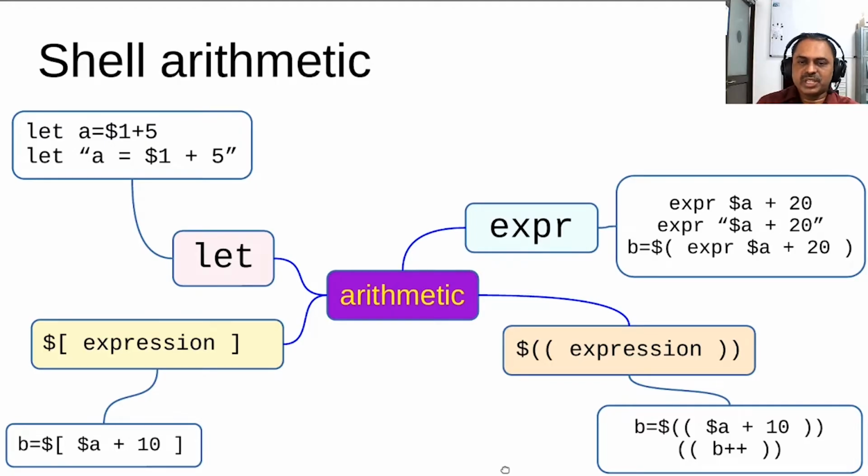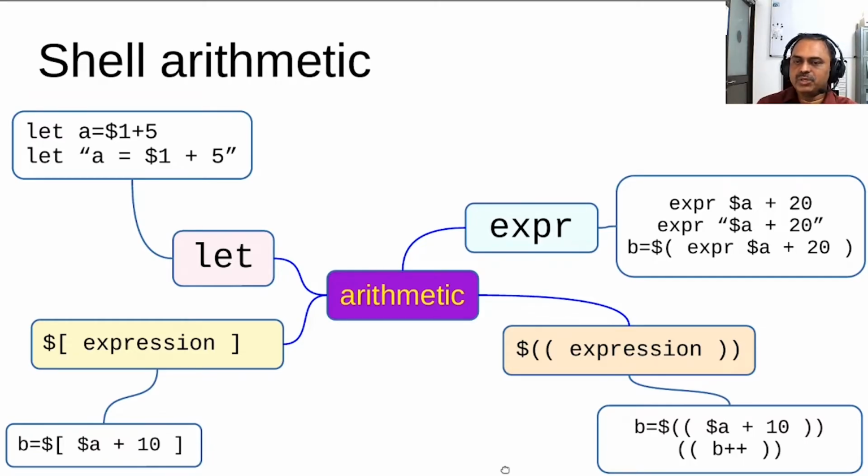There is also a construction which goes with the square brackets after the dollar, and you can write an expression inside that. An example is here where $a plus 10 is evaluated, and the output is then assigned to the variable b. Expr is yet another command like the let command, which would actually perform the arithmetic operation and print the output. Like any other command which can be executed and the output can be assigned to a variable, the command substitution operation available with the dollar followed by parenthesis can be used also with the expr command.